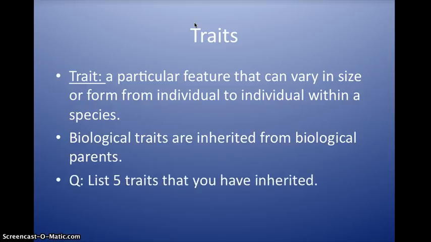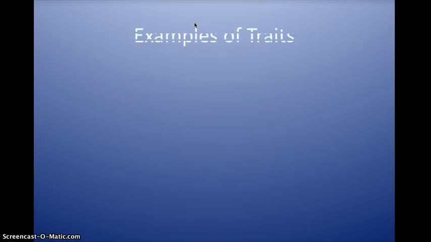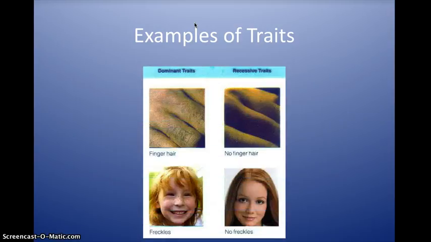Take a few seconds and pause the recording and list 5 traits that you have inherited from your parents. Some examples of traits, and you may have mentioned these and you may not have, would be if you have hair on your fingers. Some people do and some people don't. Another trait that you may or may not have would be freckles. That's also something that you may or may not inherit from your parents.